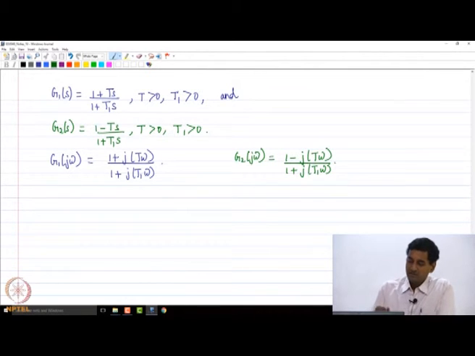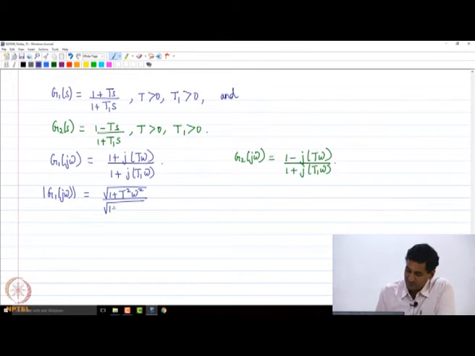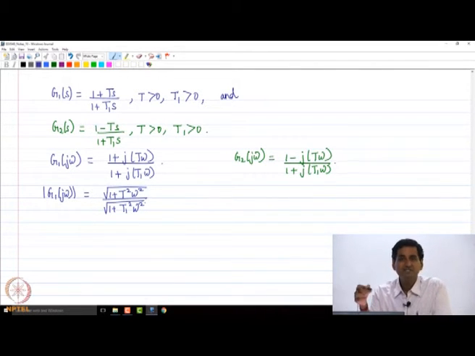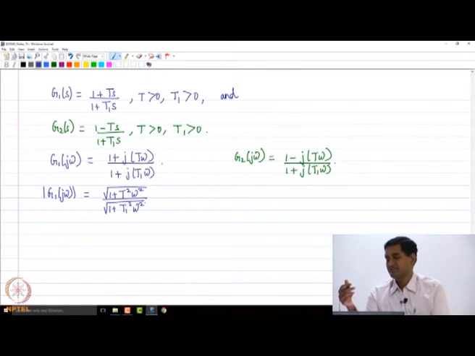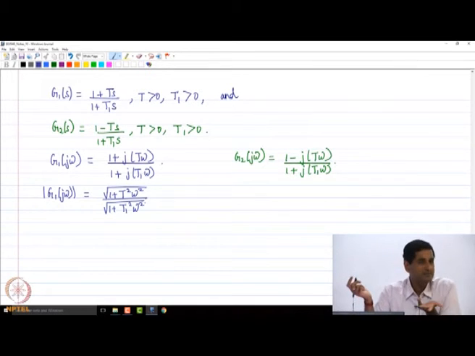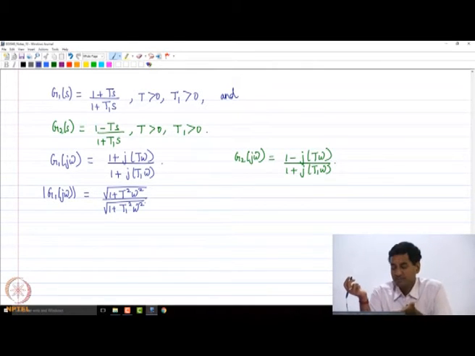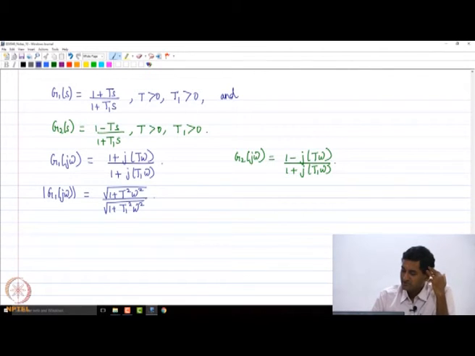So what is the magnitude of G1 of j omega? It's going to be the square root of 1 plus T squared omega squared divided by the square root of 1 plus T1 squared omega squared. As I told you, whatever factors you have, you take the ratios of the magnitudes of the individual factors themselves.